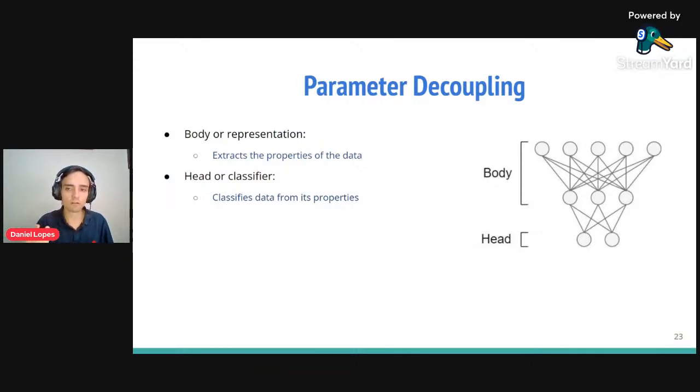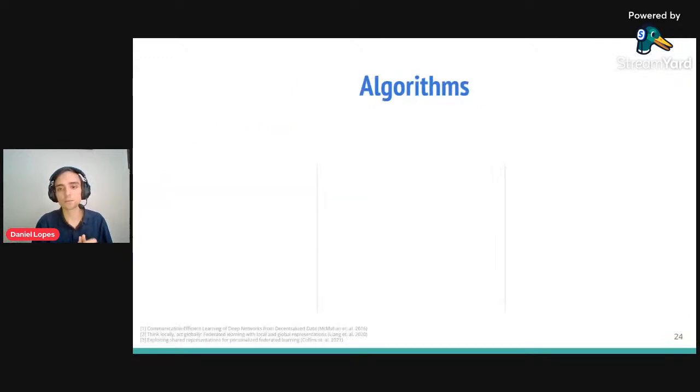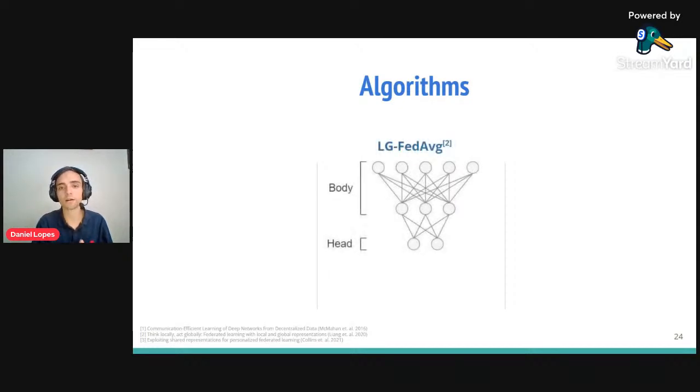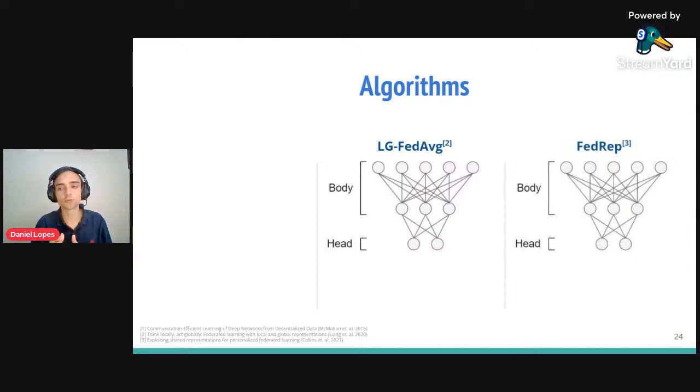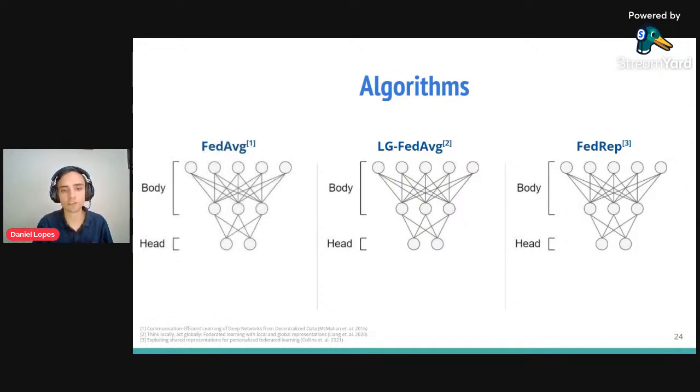Depending on the algorithm, one of them, either the body or representation or the head of classifier, is global and shared by all the clients, and the other is local and specialized to each client. Some of the algorithms proposed in the literature based on this technique are LG-FedAverage and FedRep. We'll now classify each one according to the global part, the local part, and the local training procedure, that is how the model is trained on each client. We also added the FedAverage algorithm for comparison purposes.